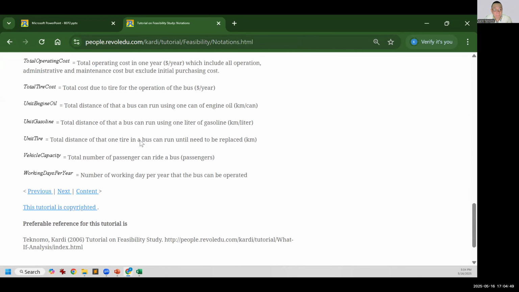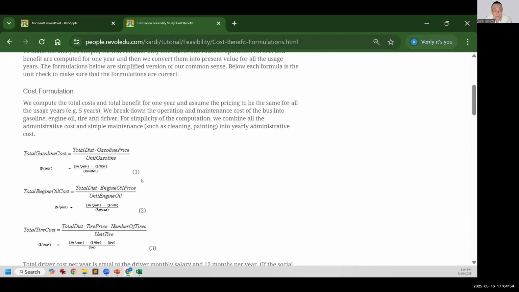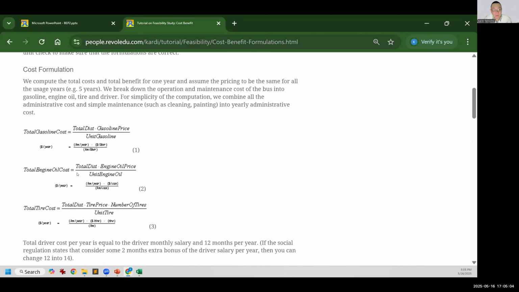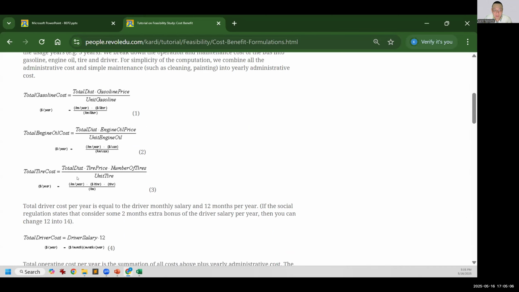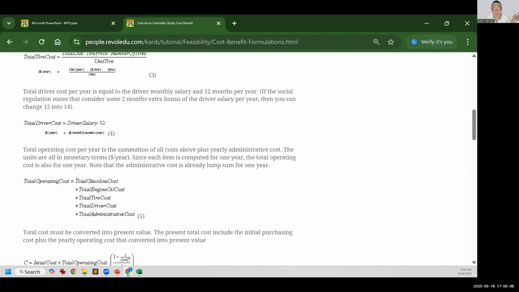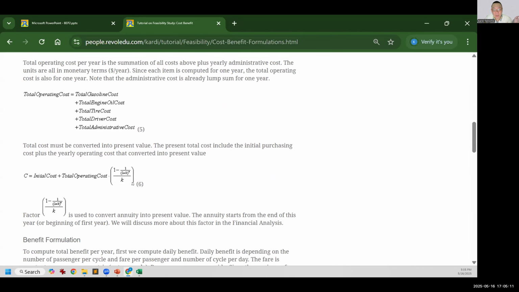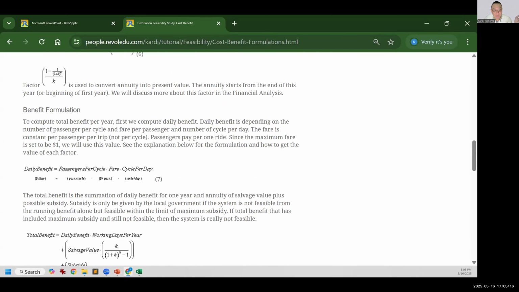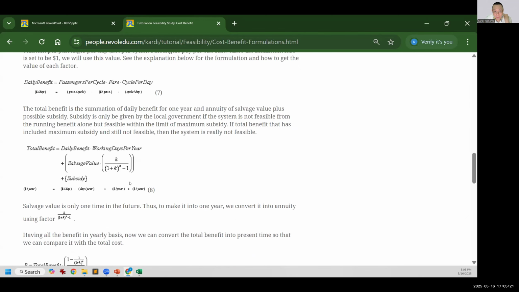This is the name of variables, and eventually we start to model for its variables here. So the cost we need to calculate based on the gasoline, the engine, and oil, and the tire, and then the cost of driver, and so on. And then we need to discount over years. Similarly with the benefit, we have the daily benefit based on the fare, and again we need to discount it over years.